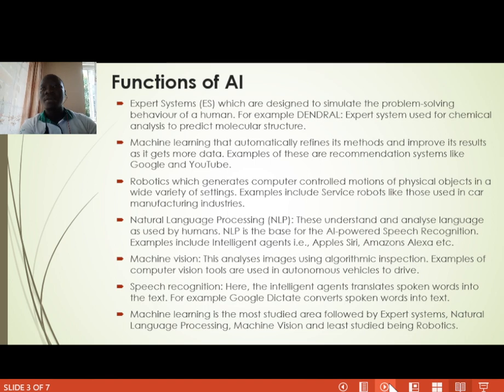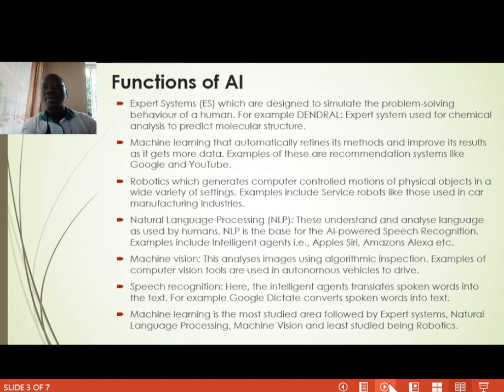We have robotics, which generates computer-controlled motions of physical objects in a wide variety of settings, like those used in car manufacturing. We have natural language processing, an example of which converts speech into text. We also have machine vision, which analyzes images, an example of which is used in autonomous vehicle driving, which for example Tesla is using. Then we also have speech recognition, which is part of natural language processing, that also of course converts spoken words into text.